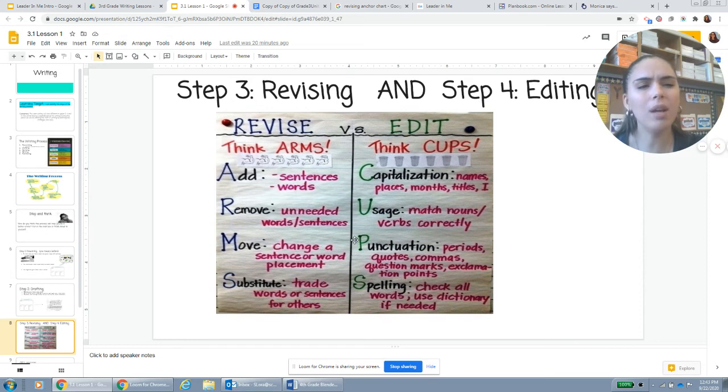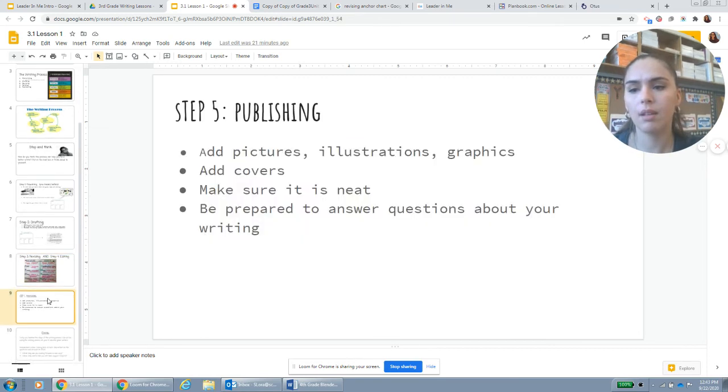Editing is one of the last steps, and that's important, but it's mostly about fixing your capital letters, your punctuation, your spelling. That one you can wait till the end, right? Unless you realize you spelled something wrong, you can fix it. But this is not as important as revising is.